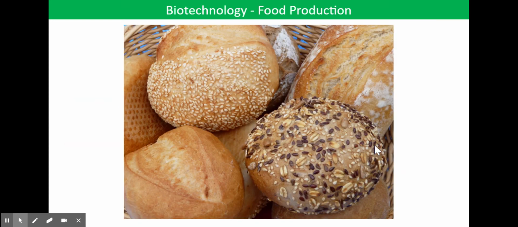Thirdly, bread. In bread production, we use yeast, which is a single-celled fungus. The yeast undergoes fermentation during the proving stage. It respires anaerobically, producing carbon dioxide gas, which enables the dough to rise.